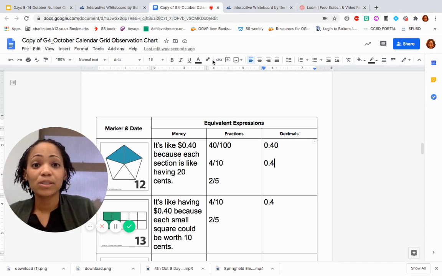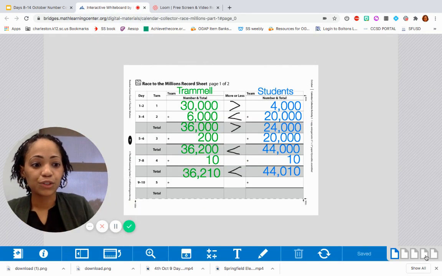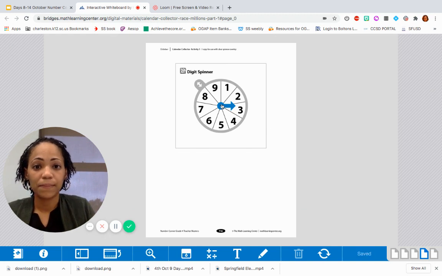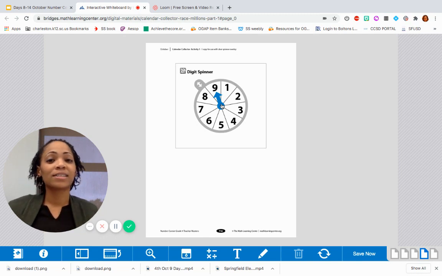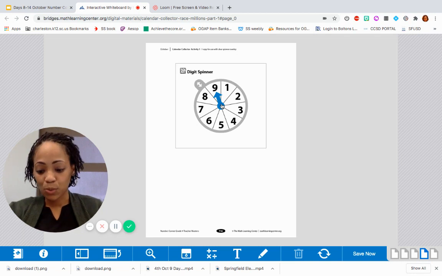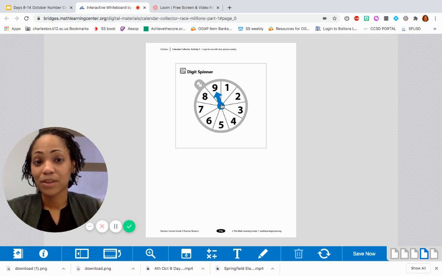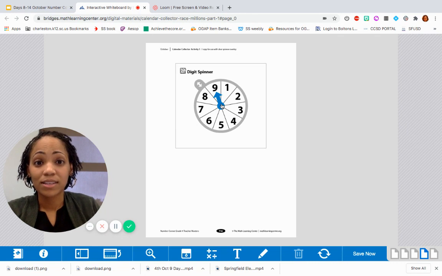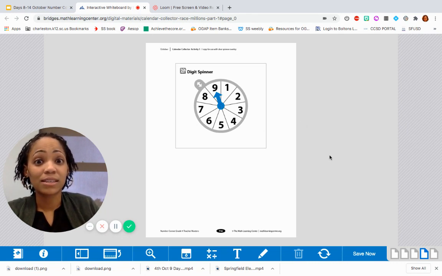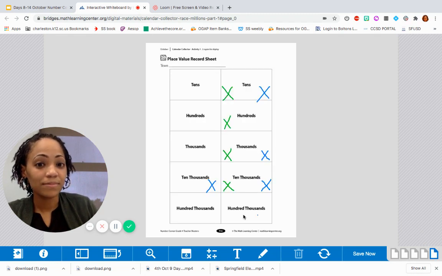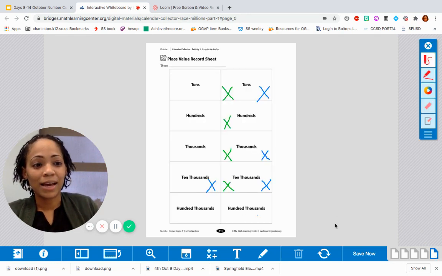All right, next we're going to go ahead and update our Race to the Millions. So here we are, and it's your spin. So let's do it. No way. You guys got the largest number on our spinner. So where might you put that? Remember what we talked about? Yeah, we're racing to the millions. So I probably want to put that digit in the, you got it, 100,000s place.